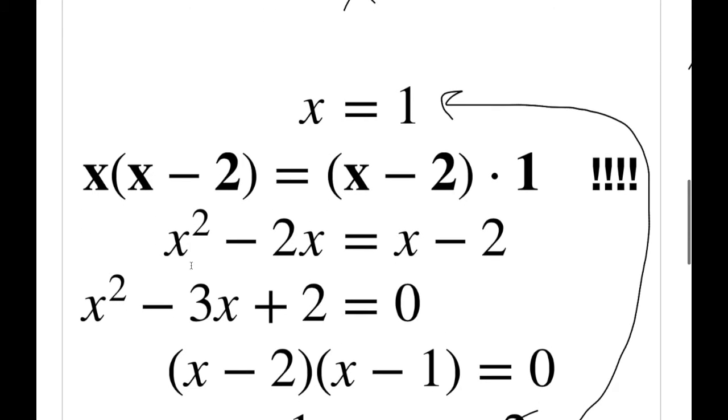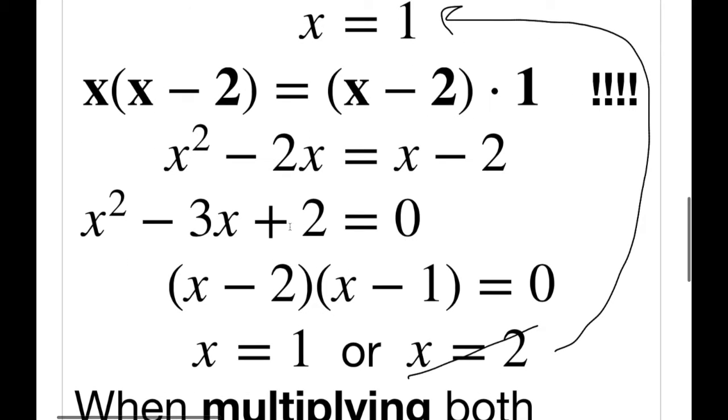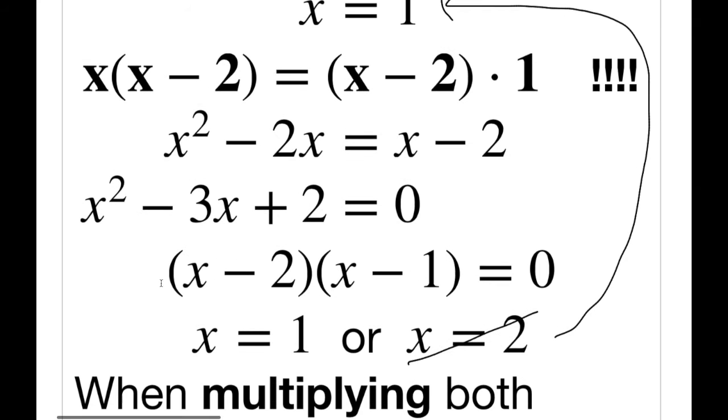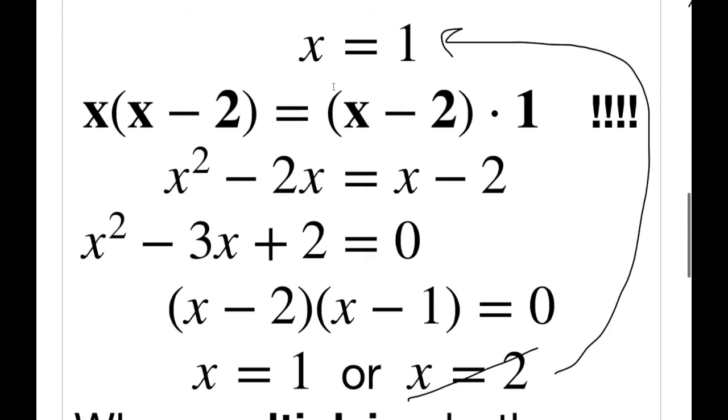But when you do that, you're going to be distributing both of these sides. You get x squared minus 2x equals x minus 2. Subtracting x minus 2 from both sides, you get x squared minus 3x plus 2. Factoring, you get this. And solving the factored form, you get this. But wait a second. We started with x equals 1, and there's only one solution to that. It is the solution with 1 right here. Where did the x minus 2 come from?